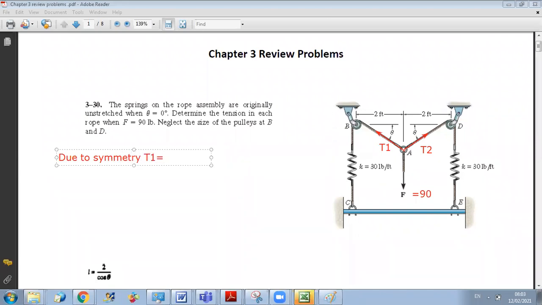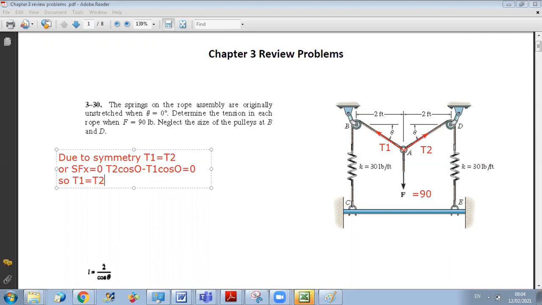Okay, so you can start by saying due to symmetry T1 equals T2, or also you can say sum of X equals 0 will give me T2 cosine theta minus T1 cosine theta equals 0. Since we have the same angle theta, then T1 equal to T2. Now, in order to find T and theta, we need two equations.